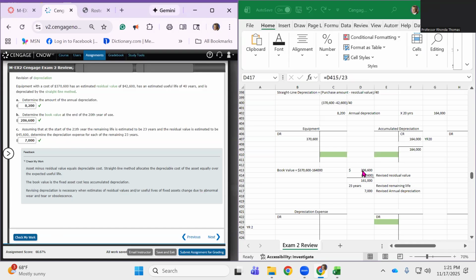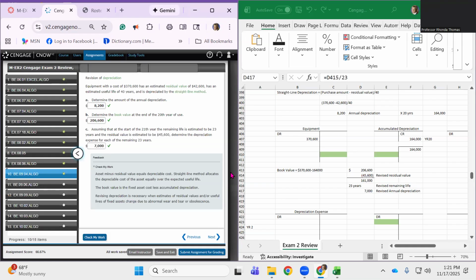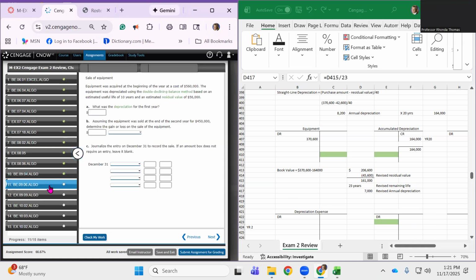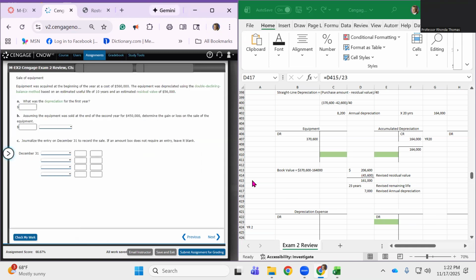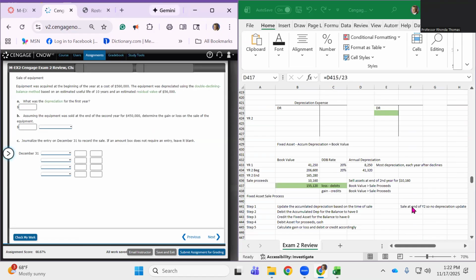So you've got to find the book value when it's going to be revised, subtract the new residual value if there is one, and then divide by, remember it was only going to last another 20 years, but they determined that it was really 23. So sometimes depreciation amounts change, but after that one, every year the depreciation amount's going to be 7,000 unless something's changed. Let's go to the next one. Here comes the sale of equipment.